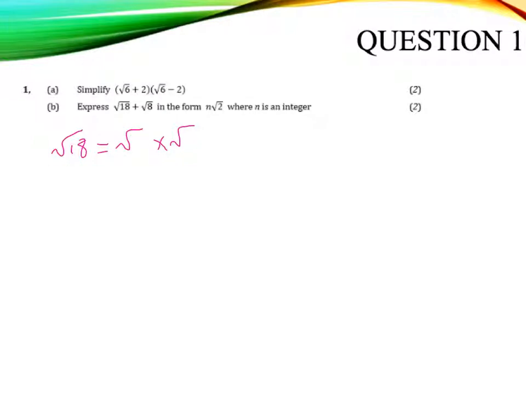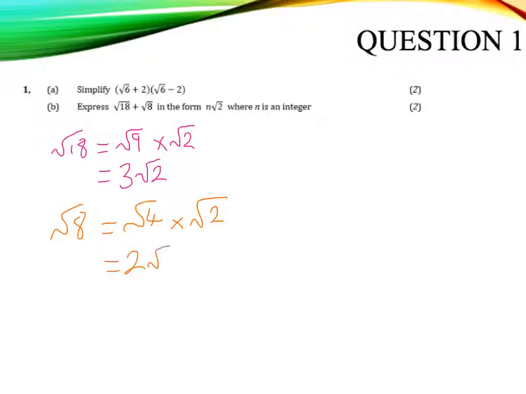And by the time I've finished talking, I'm hoping that you've spotted that root 18 is the same as root 9 multiplied by root 2, which is the same as 3 times root 2, or more neatly, 3 root 2. I can do the same with root 8, thinking of two numbers that multiply together to give me 8, ideally one of them being a square number. 4 and 2 gives me, well, the square root of 4 is 2, so this is 2 root 2.